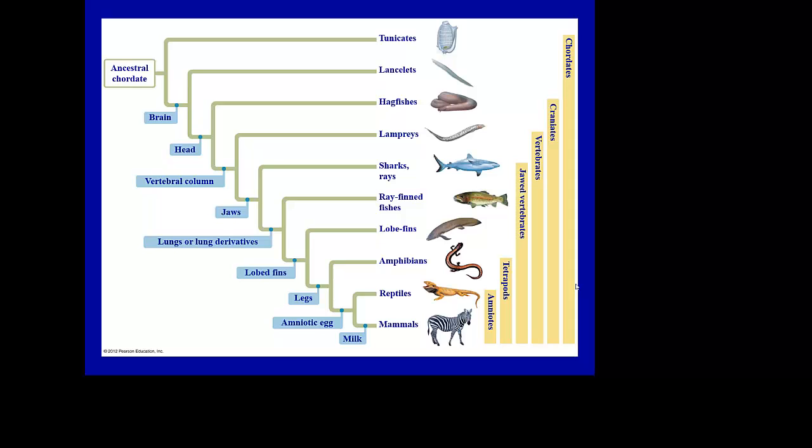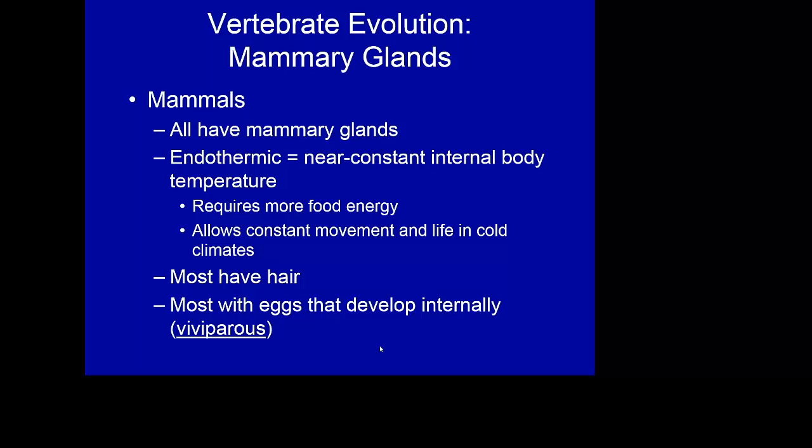So the last thing we want to add with our vertebrate evolution is our last derived character on this tree, and that is milk. So the addition of mammary glands separates reptiles and birds from mammals. This addition of mammary glands is critical for the protection and the supply of nutrients to a new developing offspring. We do see that mammals are endothermic, so we've got some characteristics here of our mammals. Endothermic, most of them are going to have hair, and most will actually have eggs that develop internally.